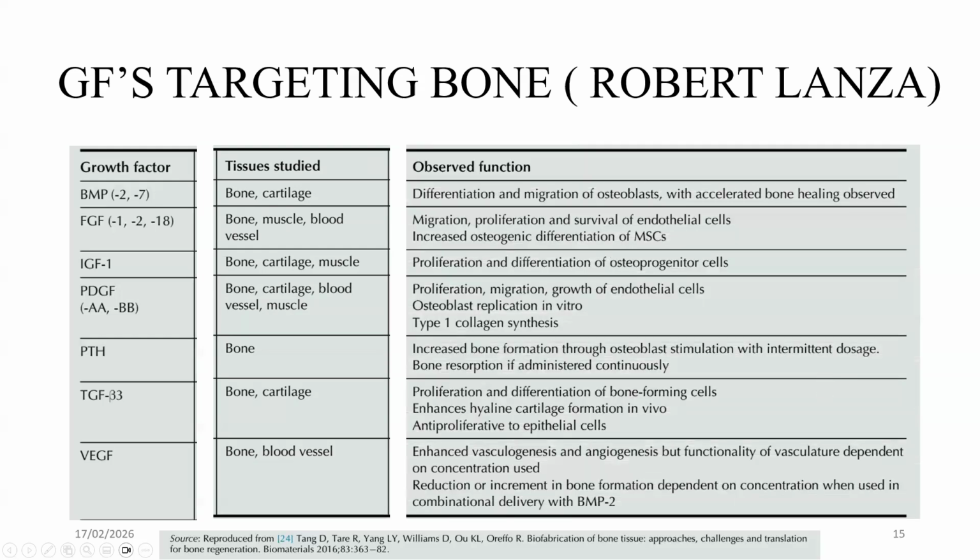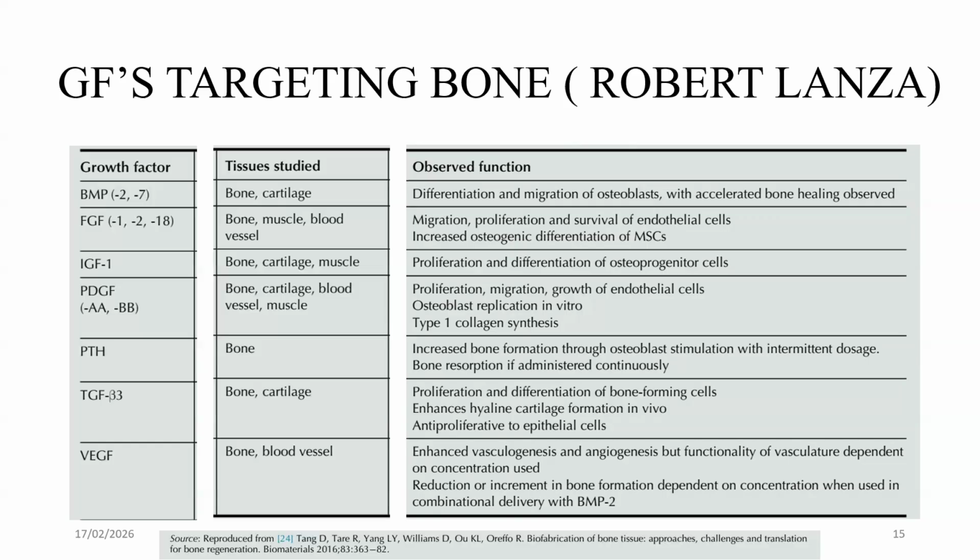What were the observed functions? What did they actually do when they were in there? Okay. So BMPs cause differentiation and migration of osteoblasts with accelerated bone healing observed. That's specifically targeted at bone. It's a bone morphogenic protein. It has to target osteoblasts.